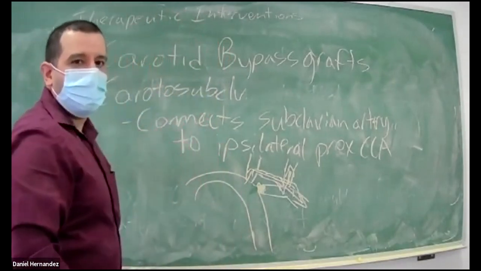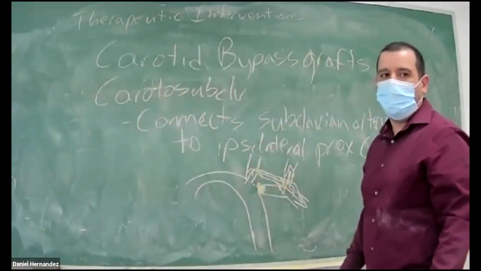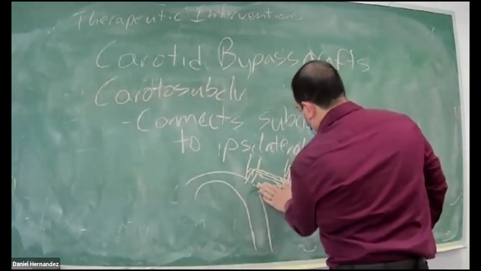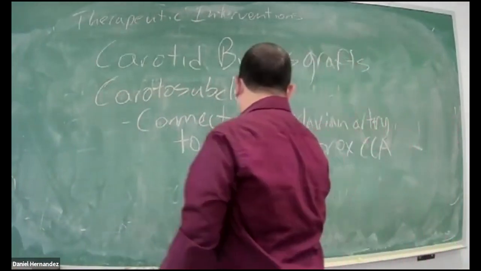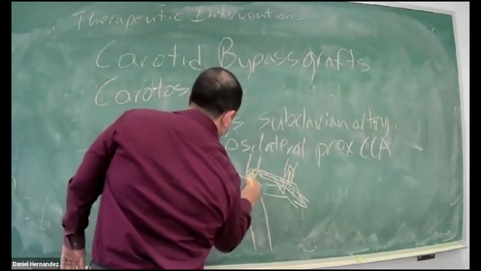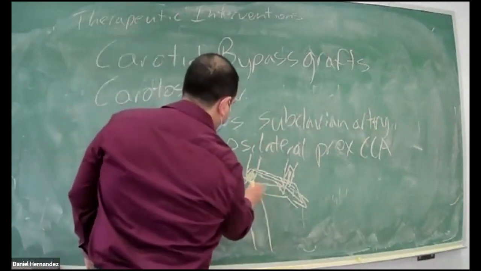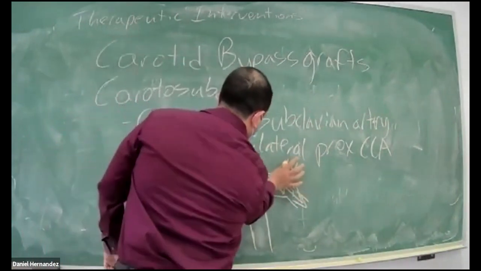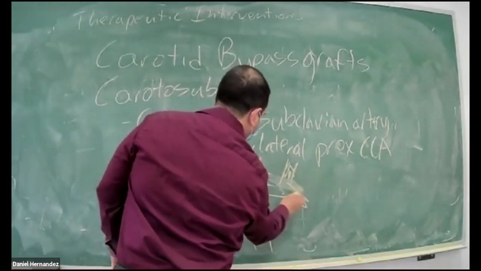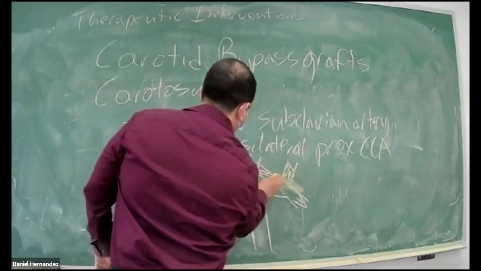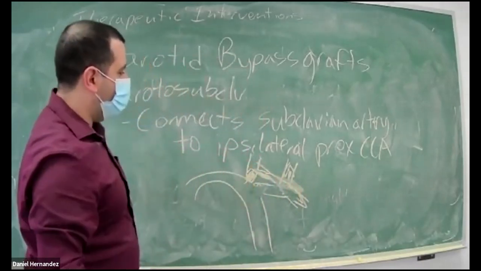We can also use that graft to supply blood flow to the carotid artery. So say the patient had a blockage in that proximal carotid artery. We can then tap into the subclavian and stent the blood past that stenosis into the carotid artery.